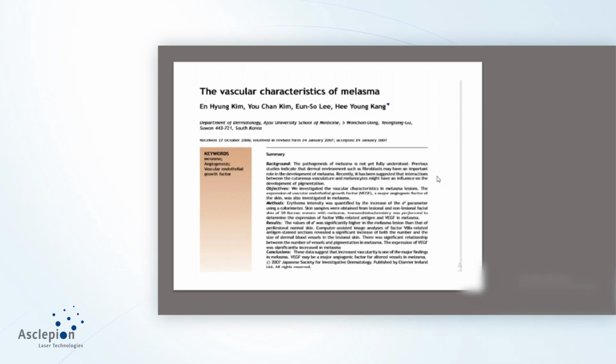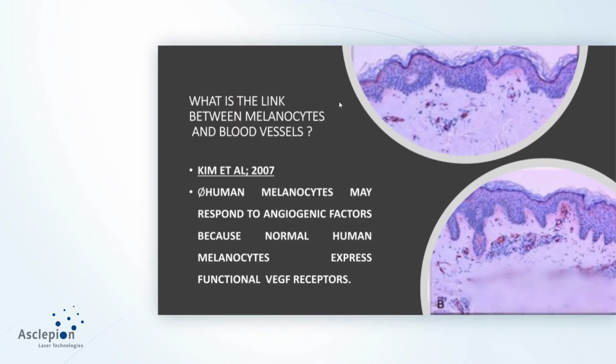What's the role of vascular laser in melasma? The first literature in 2007 about the vascular characteristics of melasma was by Kim et al. They described the link between melanocytes and blood vessels. Kim et al. said that human melanocytes may respond to angiogenic factors because normal human melanocytes express vascular endothelial growth factor receptors. That means that the melanocyte is controlled by blood vessels.